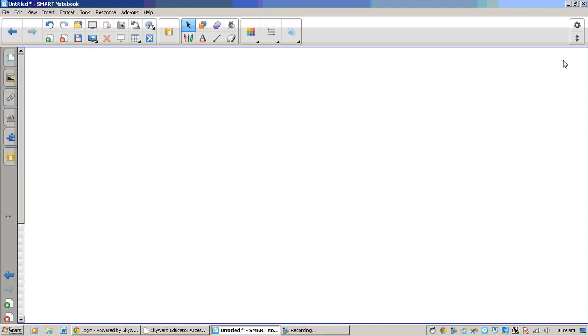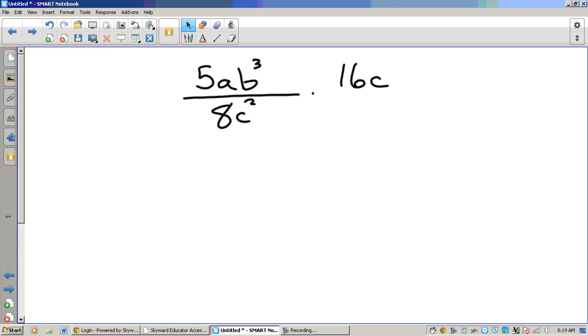So yes, we are multiplying rational expressions. What this means is, I'm going to take the example from the book so you can look at it, and if you wanted to, you could look at it as I go through it. It's 5ab cubed over 8c squared times 16c third over 15a squared b.